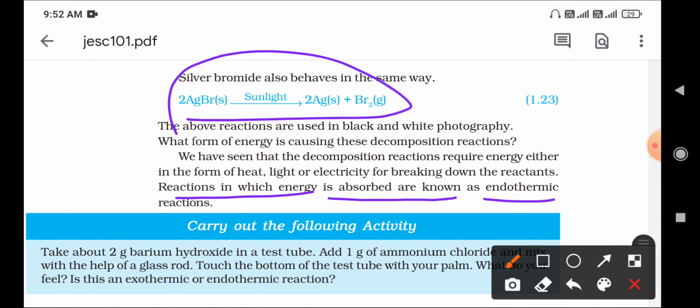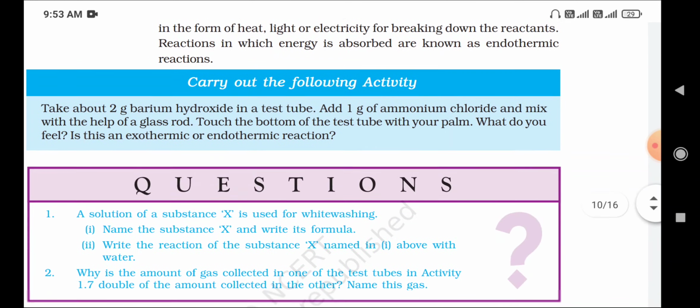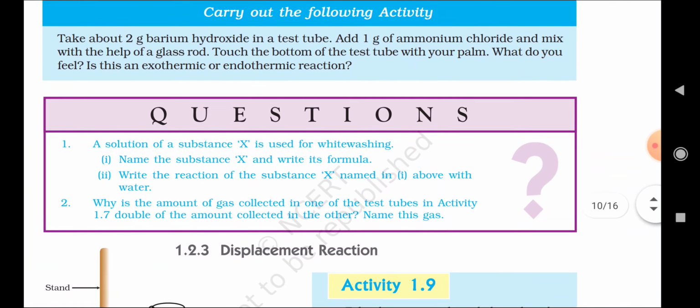A question also arises for 2 marks: write the difference between exothermic and endothermic reactions. You have to write the definition of exothermic and endothermic reactions and write one example of each, and that will complete the 2-mark question.